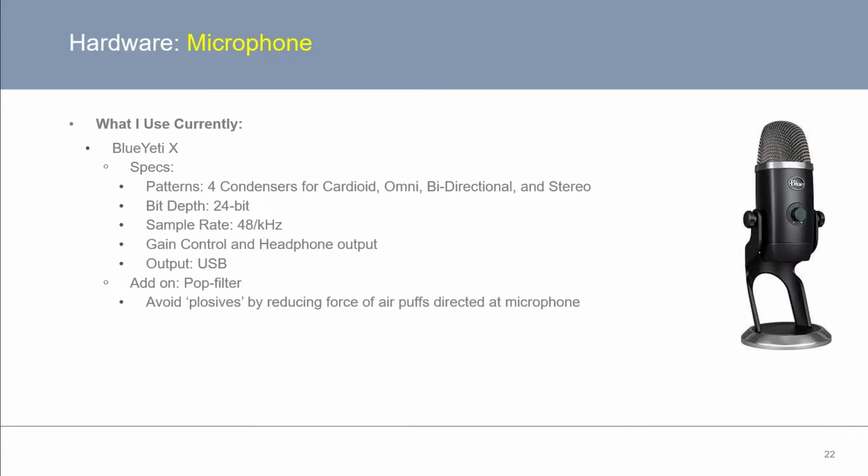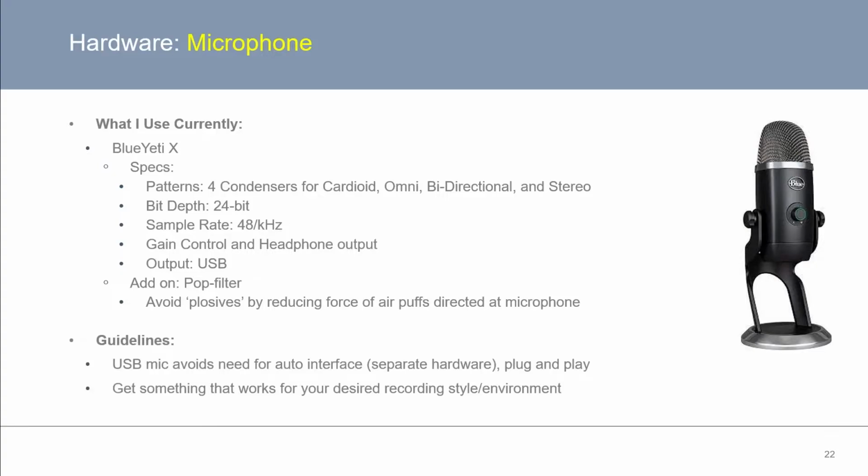Another thing you can buy for your microphone is a pop filter. This will help to avoid the recording of plosives, in other words, these rough pop sounds of air that end up being directed at the microphone. As general guidelines for microphone, again, I'd recommend a USB microphone for its simplicity of use and getting something that's going to work for your desired recording style and environment.